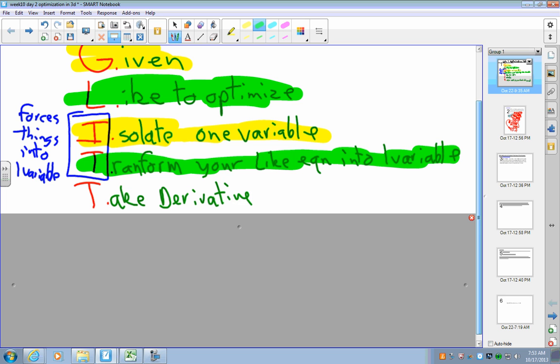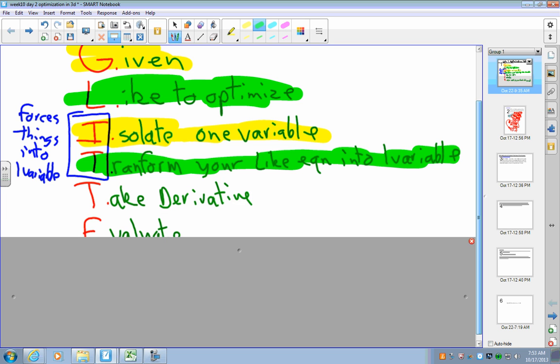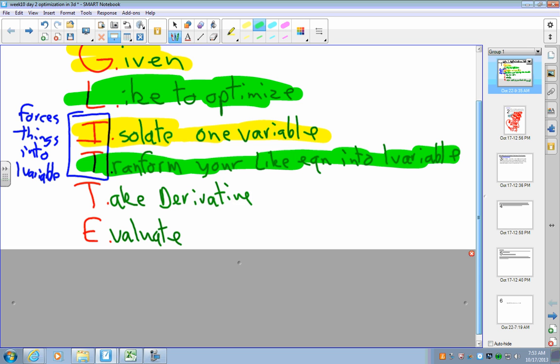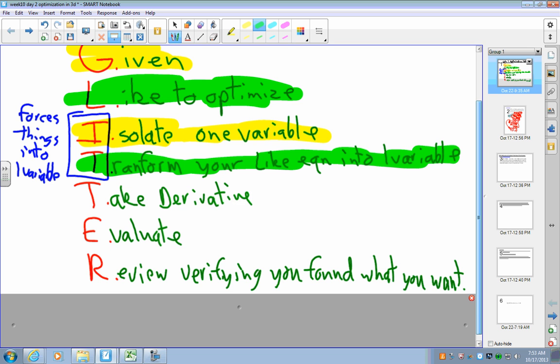Then you take the derivative, set equal to 0, and evaluate where you get the critical point. And then you need to make sure that that critical point is the maximum or it is the minimum of whatever equation you're trying to get. And that's how you review, by verifying you found what you want. Imagine if you're trying to get a company the max profit and you found the minimum profit, you would be fired immediately. Okay? So that's how I always did optimization in Calc 1, GLITTER.